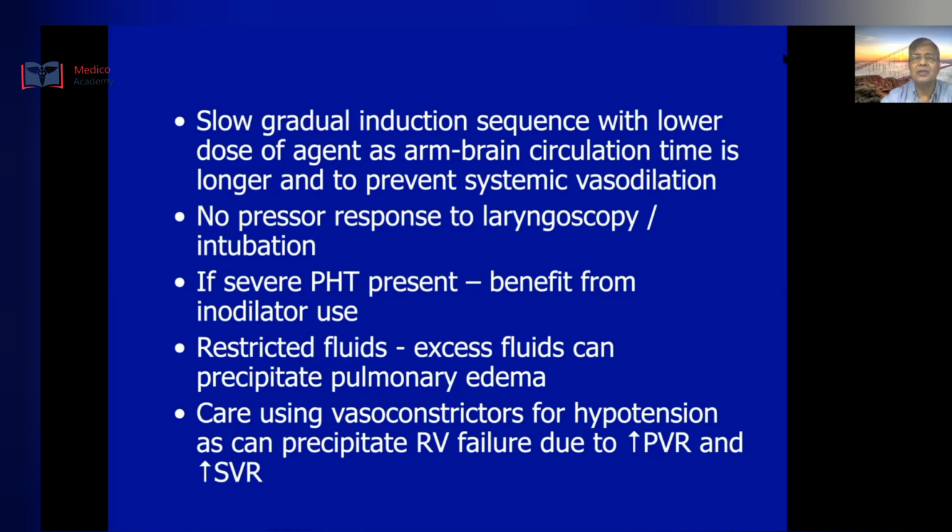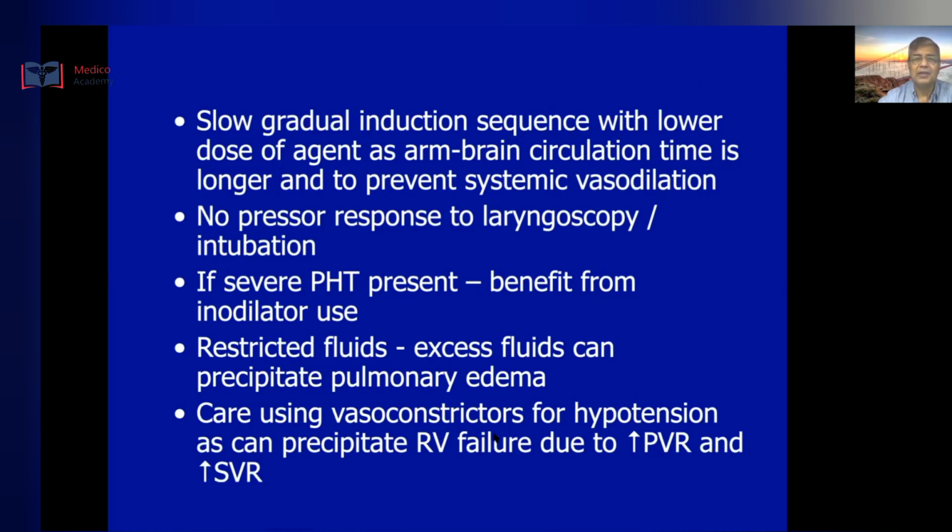We should ensure that there is no pressure response to laryngoscopy and intubation. In case the patient has pulmonary hypertension and the patient's cardiac output is tending to be low, the patient may benefit from inodilator use, not a pure inotrope, not a pure vasodilator, but an inodilator, because it will be a graded form of response.